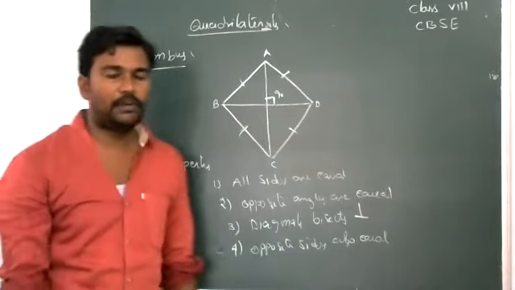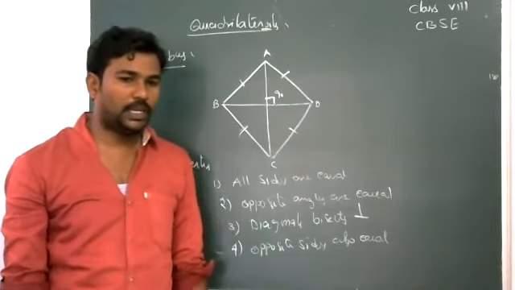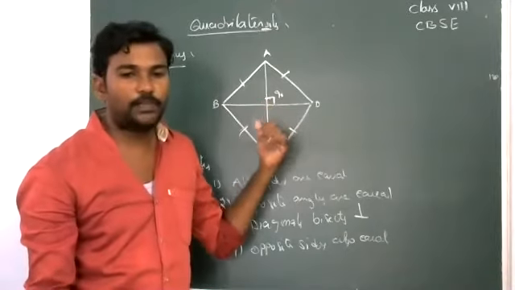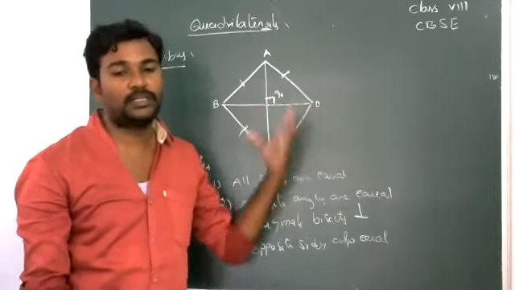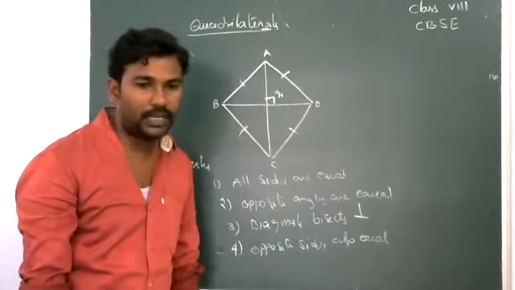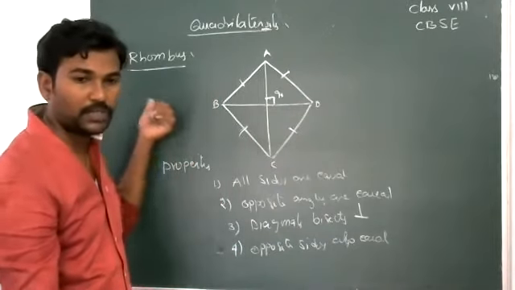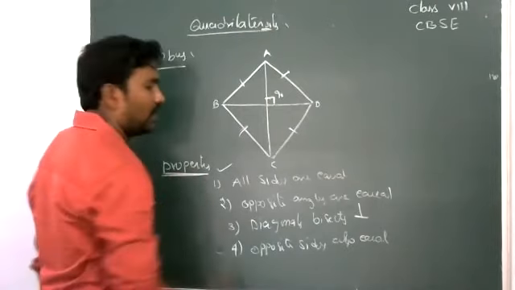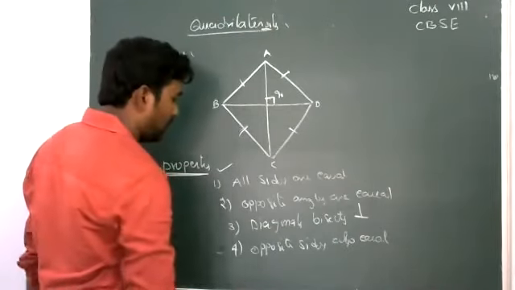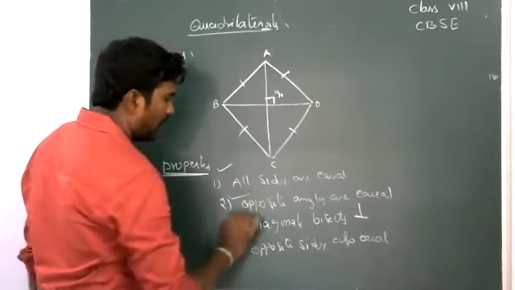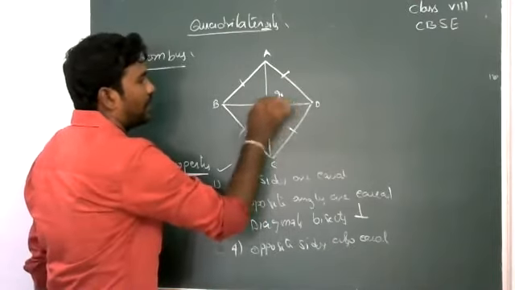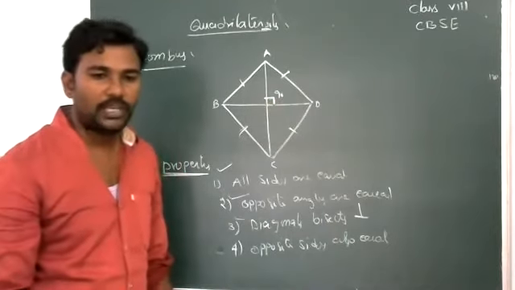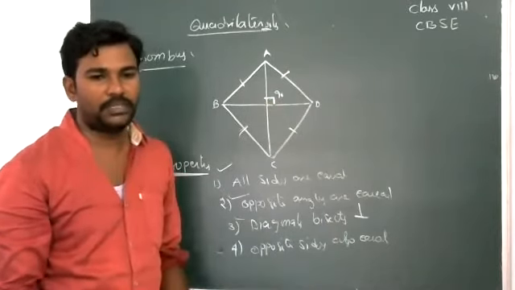What is the definition of a rhombus? In a parallelogram, if all sides are equal and the diagonals bisect perpendicularly, then those parallelograms are called rhombus. Now what are the properties of a rhombus? All sides are equal, opposite angles are equal, diagonals bisect perpendicularly, and opposite sides are also equal. These are the properties of a rhombus.